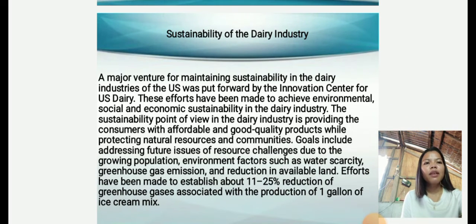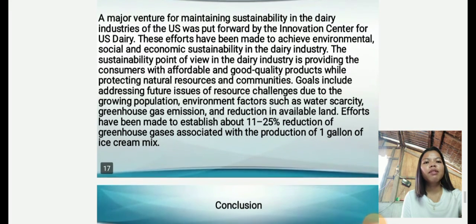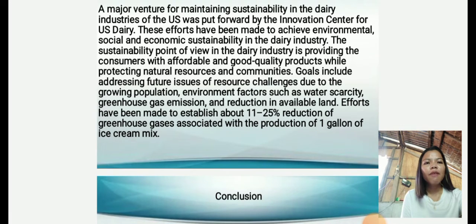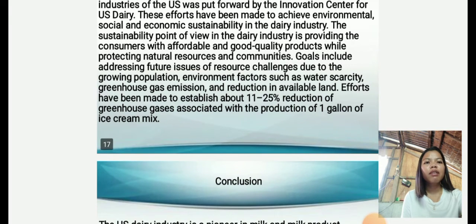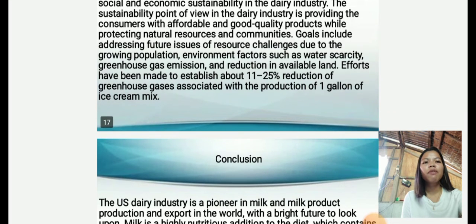Sustainability of the dairy industry. A major venture for maintaining sustainability in the dairy industry of the U.S. was put forward by the Innovation Center for U.S. Dairy. This effort has been made to achieve environmental, social, and economic sustainability in the dairy industry. The sustainable point of view in the dairy industry is providing consumers with affordable and good quality products while protecting natural resources and communities.